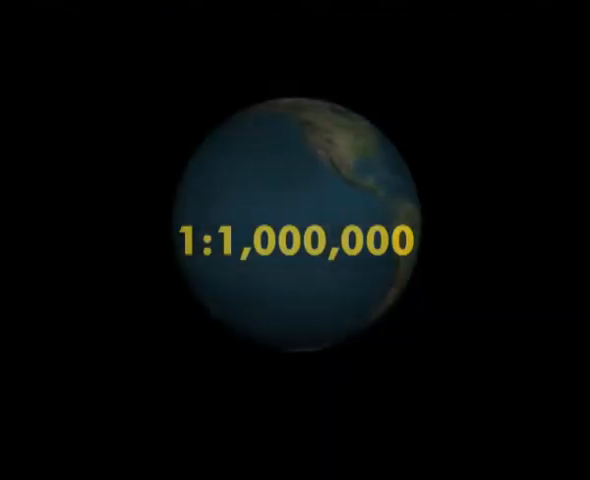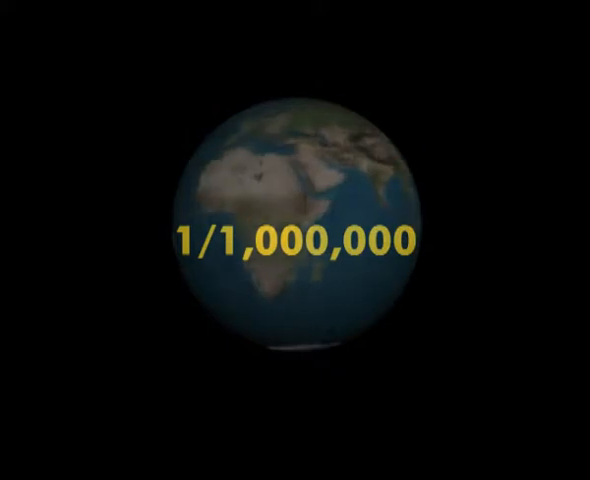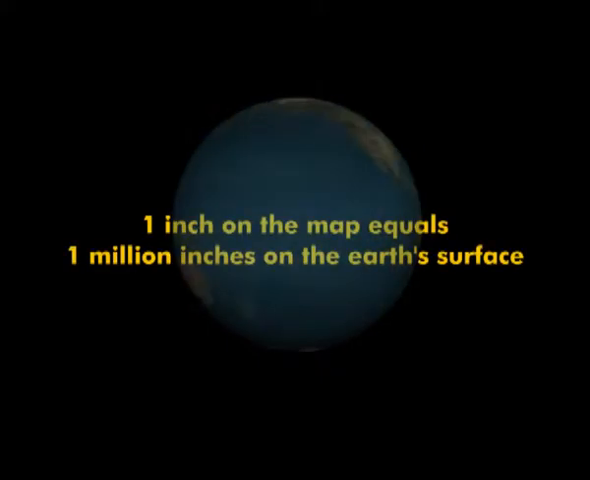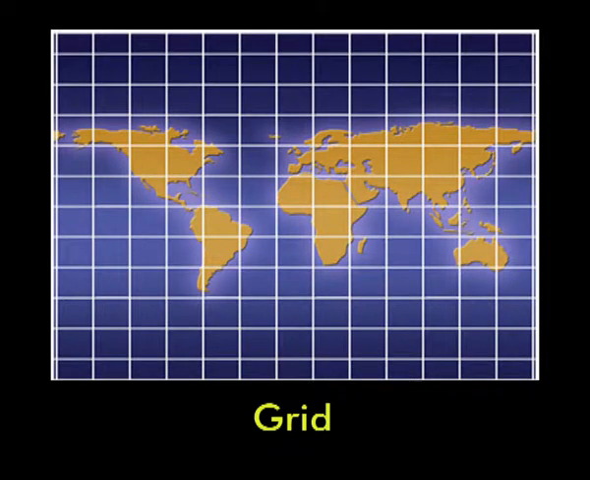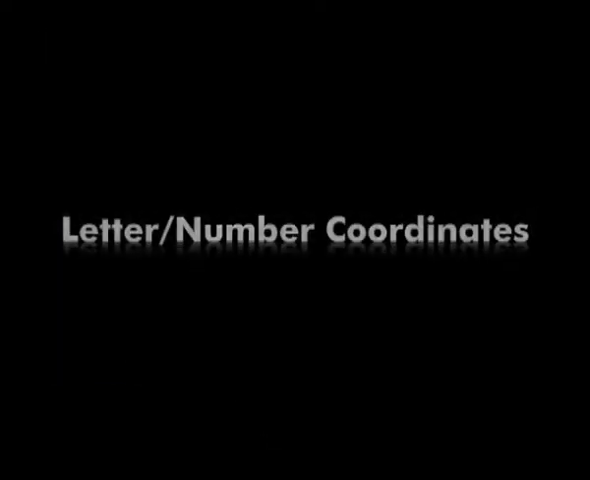Representative fraction (RF) uses fractions or ratios to relate distance on a map to distance on the earth, that is 1:1 million or 1 by 1 million, meaning 1 inch on the map equals 1 million inches on the earth's surface. Grid used to locate places on a map, formed by the crossing of parallels, lines of latitude, and meridians, lines of longitude. Letter or number coordinates. Grid system used to locate places on maps of smaller places like state maps, city maps, and highway maps.